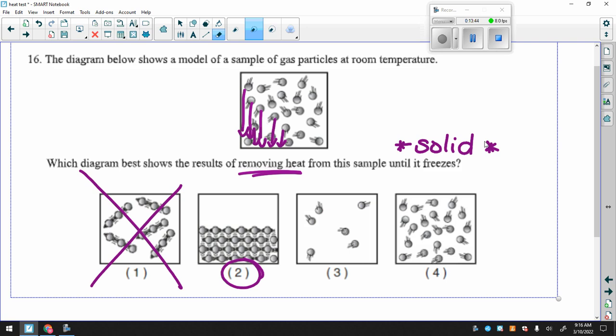So the why for this is gas becomes a solid. What does a solid look like? Solid is compact. Wait, did I have to do the screenshot? No, you could have, but it's easier this way.